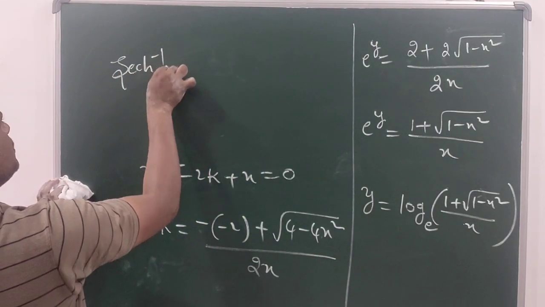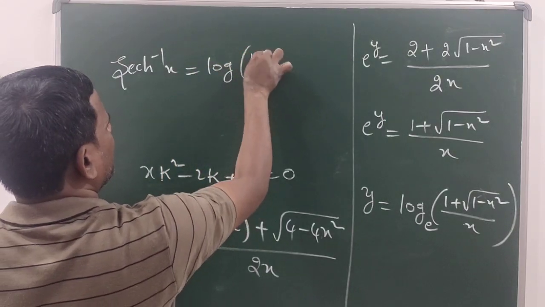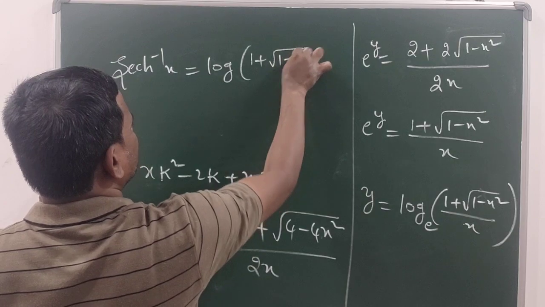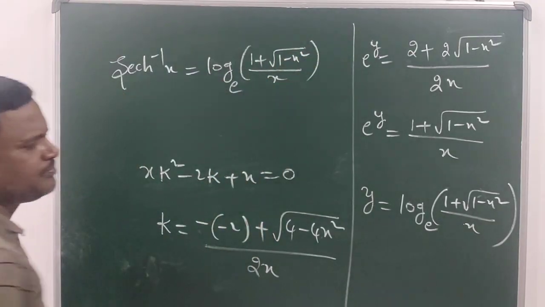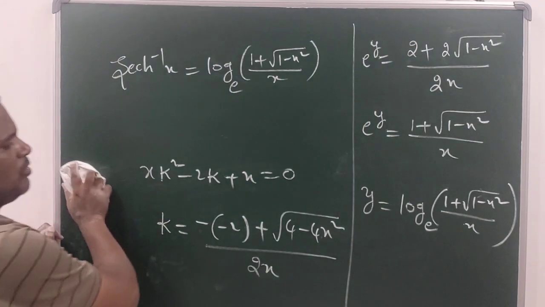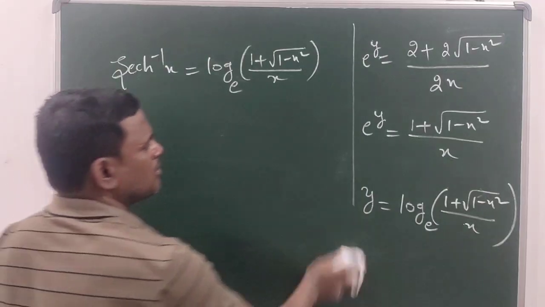Sech inverse of x is equal to log of 1 plus root of 1 minus x square by x with base e. Okay, students? Right.